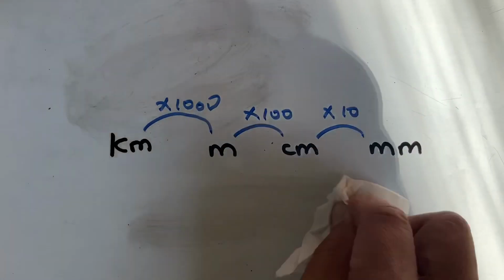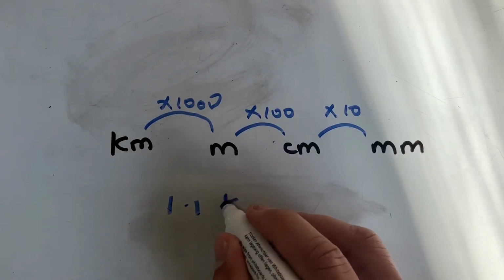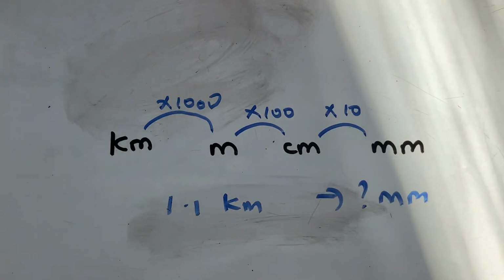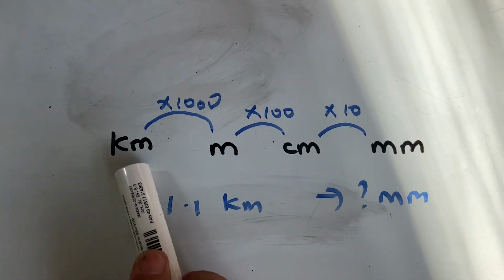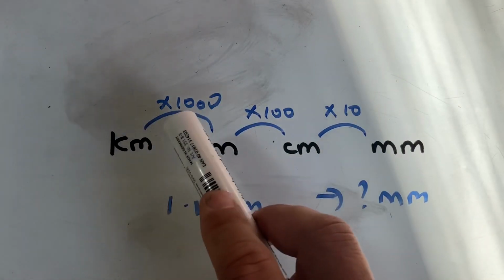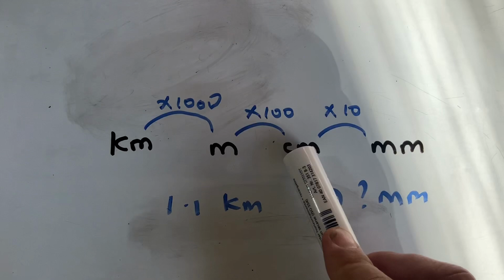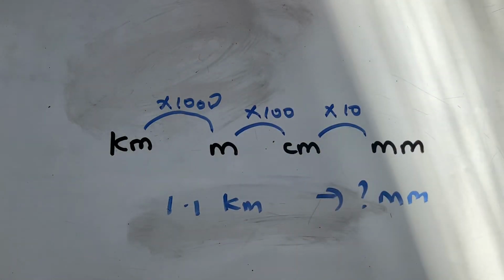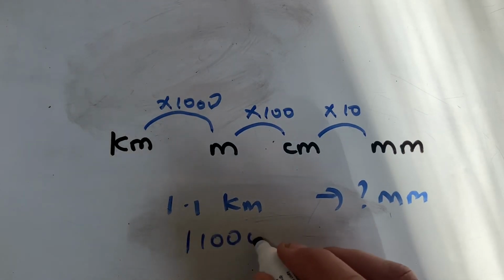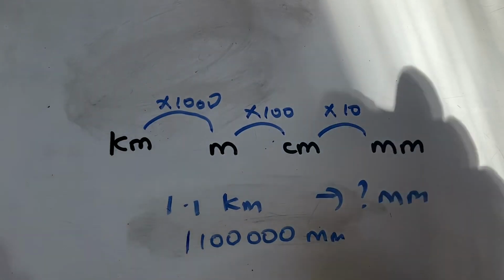How about converting 1.1 kilometers into millimeters? This is a bit harder, okay? So very simple. You have 1.1 kilometers and you want to convert to millimeters. You first multiply 1.1 by 1,000 in your calculator, and then you multiply the answer by 100, and multiply the answer by 10, and the answer, if I'm not wrong, is 1,110,000 millimeters. Good. That is one way of doing it.